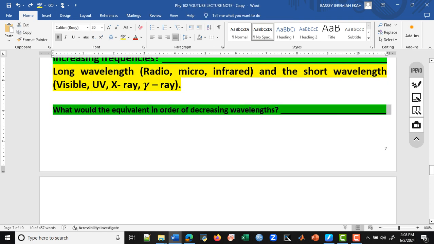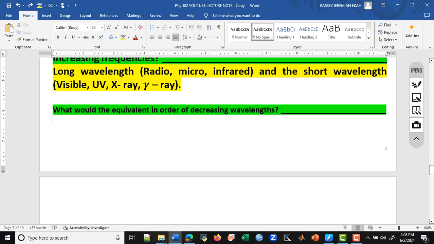This other one says, what would the equivalent in order of decreasing wavelength be? If you are listing the members of the electromagnetic spectrum in order of decreasing wavelength, I would like you to think, because I've already explained this. If you are considering the components in terms of short wave and long wave, and you want to list them in order of decreasing wavelength, where would you start from? Think about it. Write down your answer. Then you compare with what we have if it is the same.